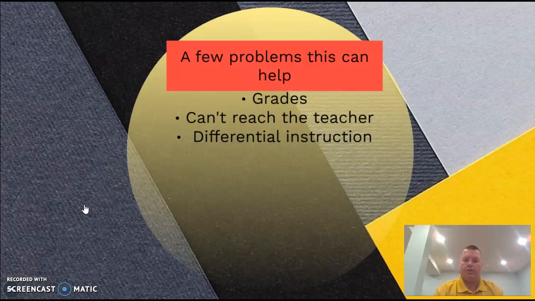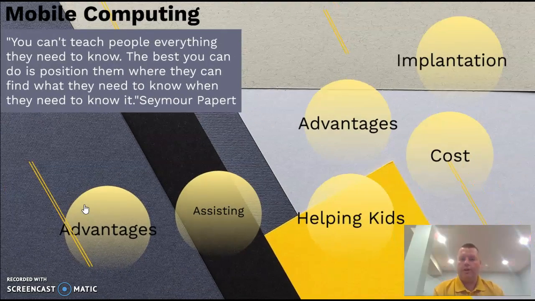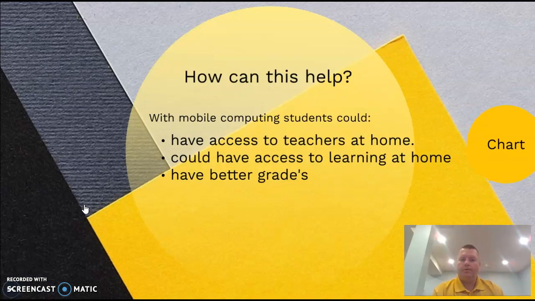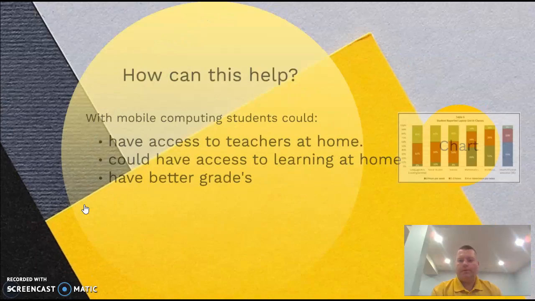Also, with differential instruction, it has been shown that students learn differently. And right now, it's really hard for our teachers to teach differential instruction, where with computers and access like this, we could differentiate the learning for our middle school students and really help them learn at their own pace and learn how they learn best, whatever way that may be. So, like we said before, students will have access to teachers at home. You could have access to learning at home, and students will have better grades.